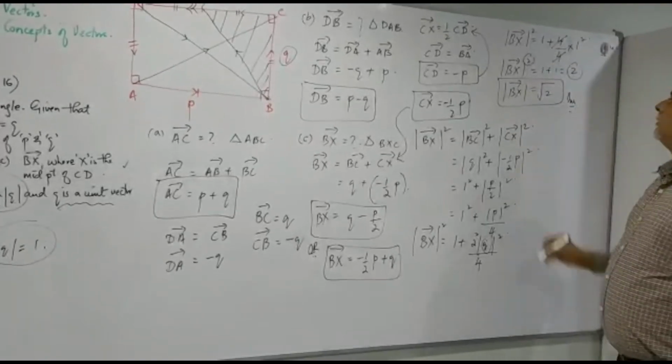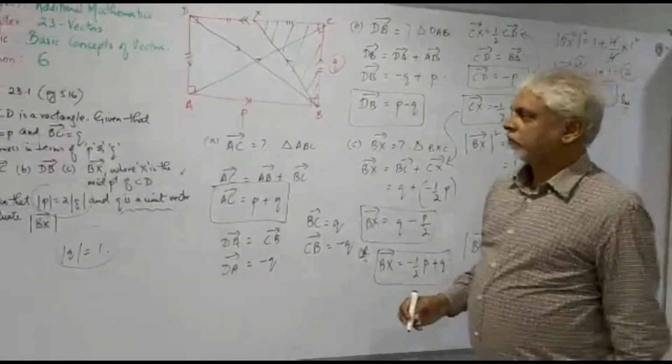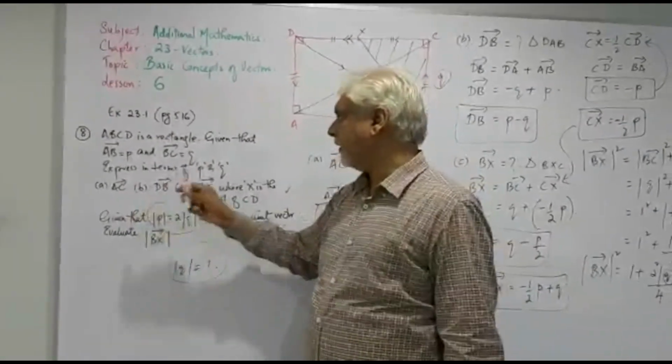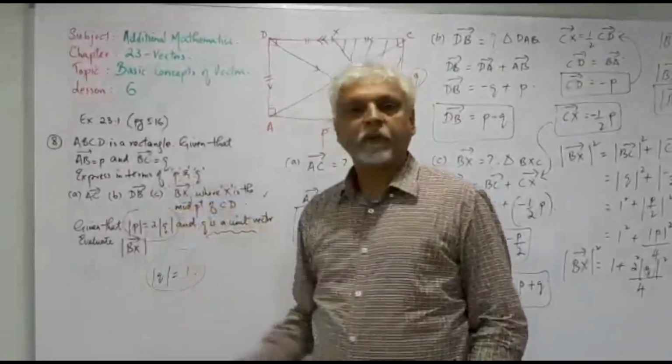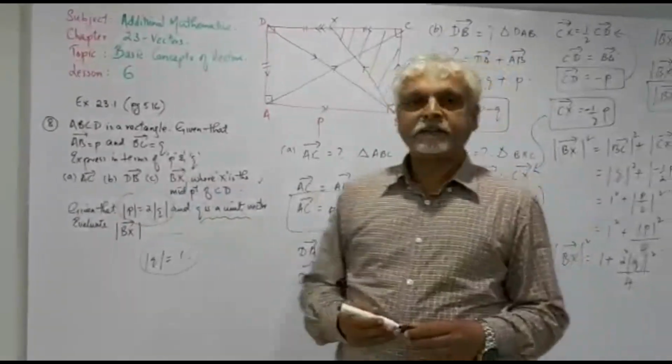There you go. So we have evaluated this and we have also found what AC, BD and BX are equal to, in terms of P and Q. I hope to see you in the next lesson. Take care.